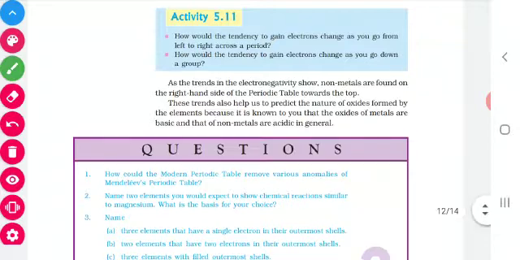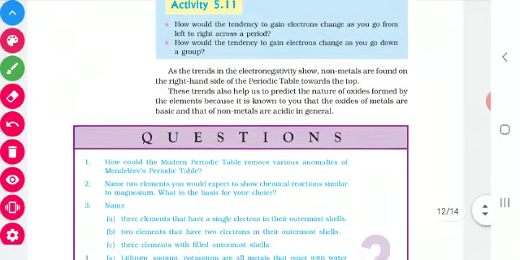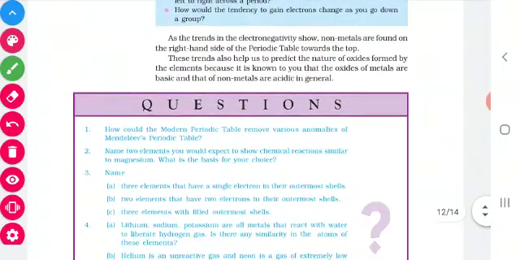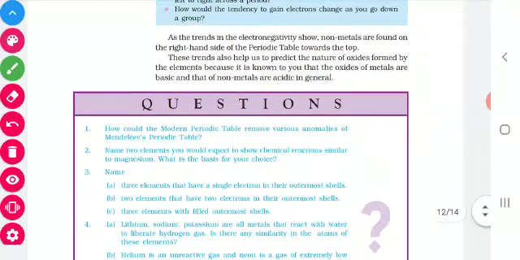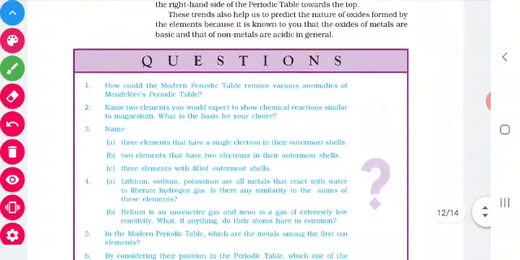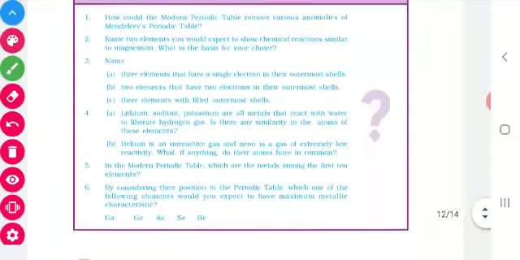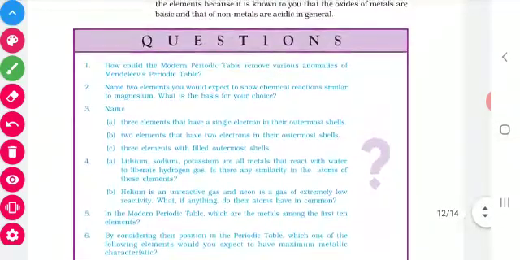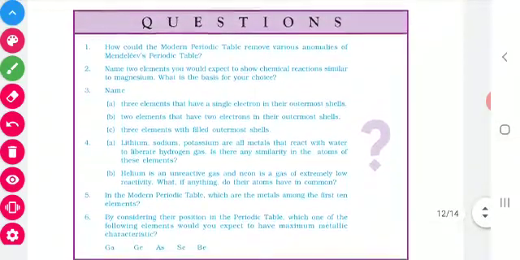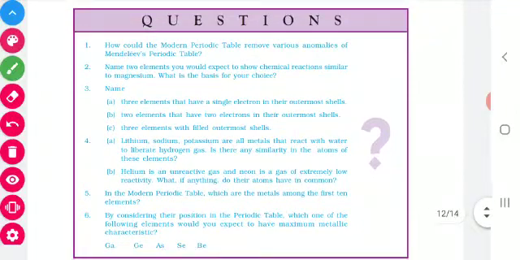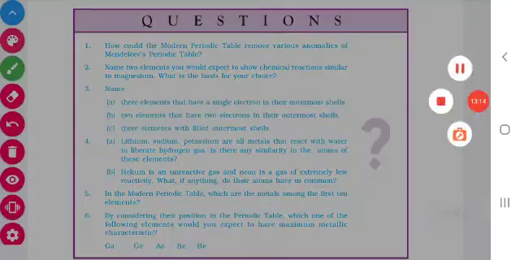One more thing is that the oxides formed by metals are basic and the oxides formed by non-metals are acidic. This all we have learned in the lower classes itself. Have you all understood, children? Now I will give the activity. You do that activity. If you have any doubt, you can ask me in the meet class.